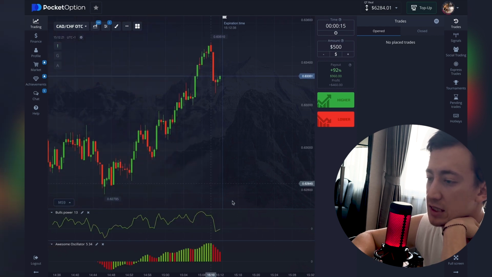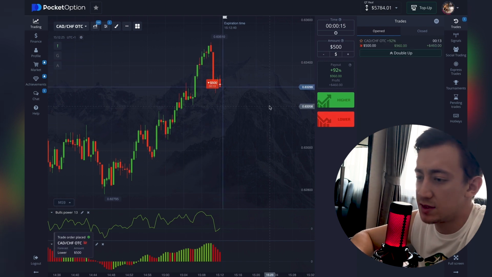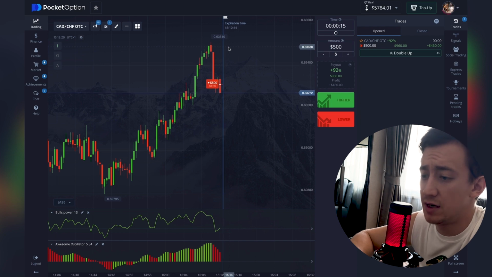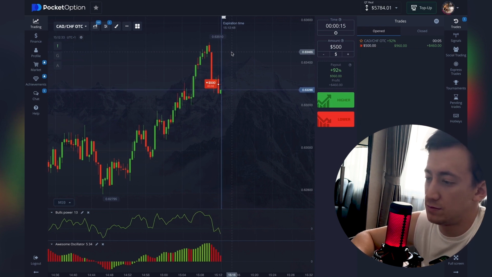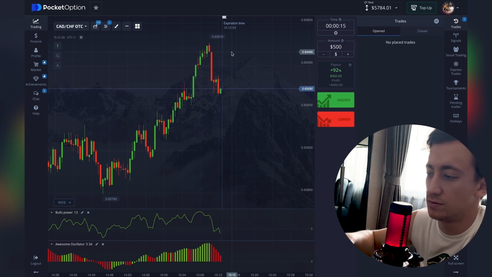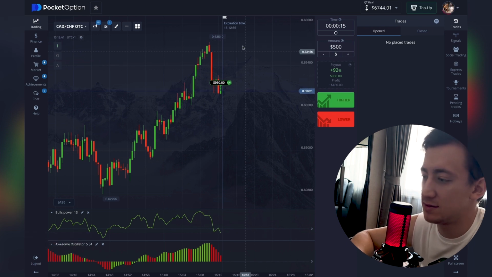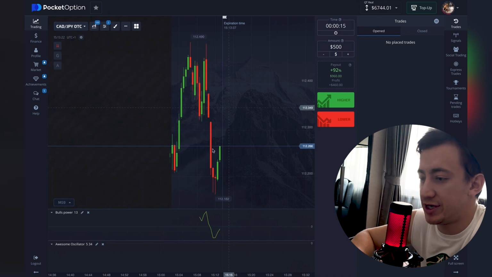Before us is the Canadian dollar Swiss franc. Analyzing the signals of the indicator, there is a very clear bearish movement downwards. I enter a down trade and I wait for profit. Profit obtained as usual. So it's cool, guys. Very cool. Let's change the chart again.